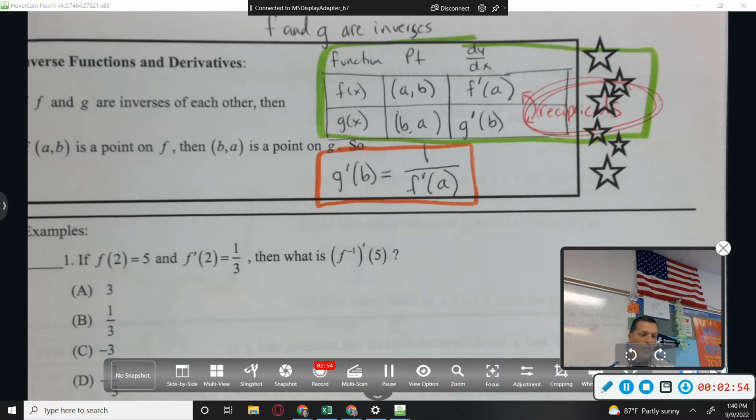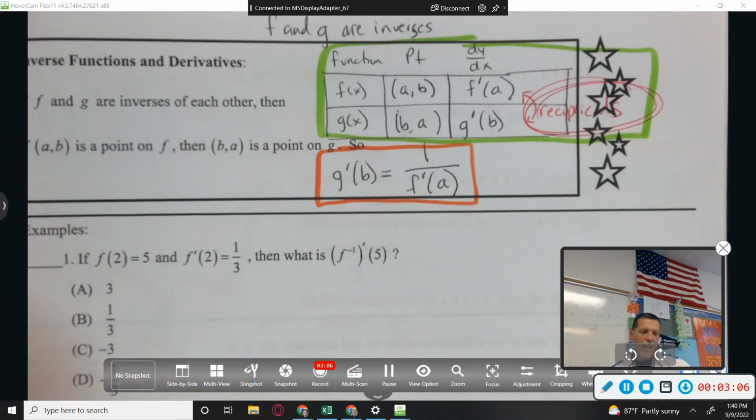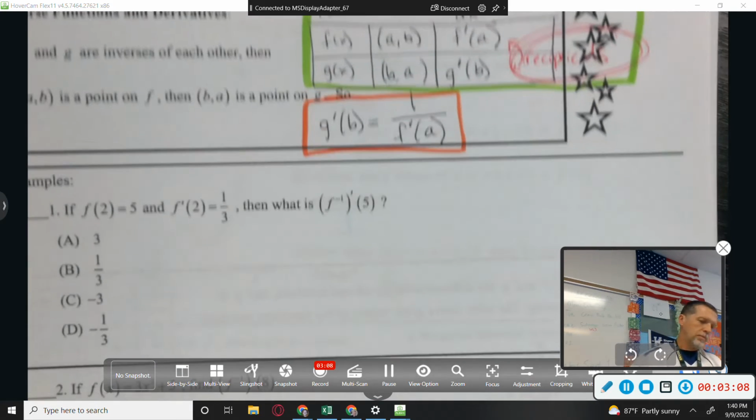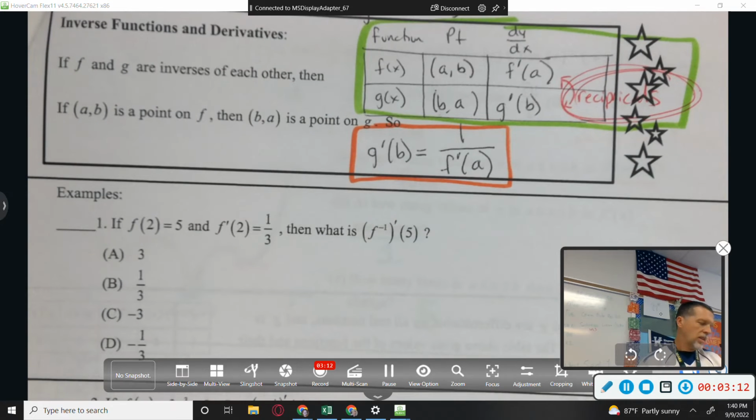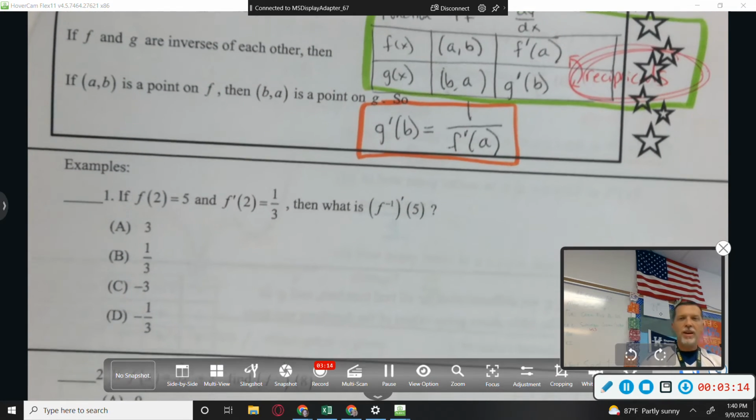When I work the problems, I'm always going to make a table. Some of you will get to where you're like, I don't need the table. Take a derivative, flip it over, figure out who the switched x and y are. That's a lot to keep up with in your head. I'm going to go with the table route. But if you can go with just remembering that, that's okay. All right, let's do an example.